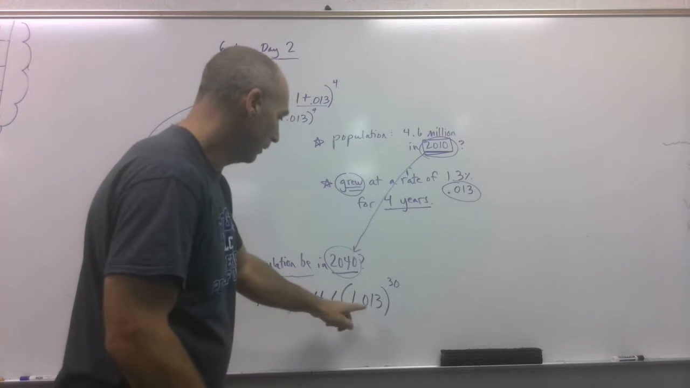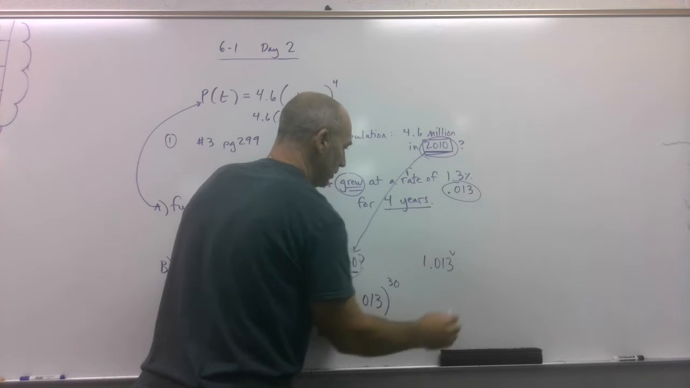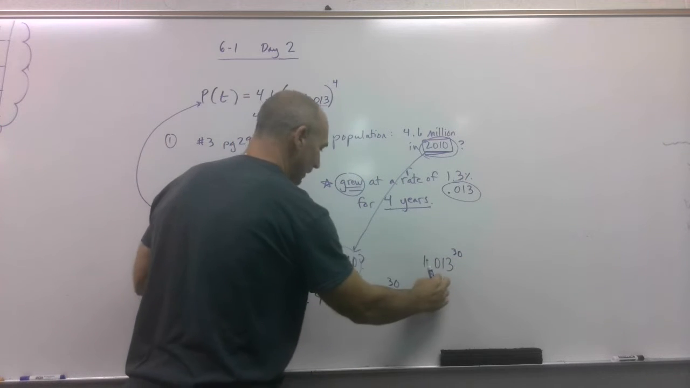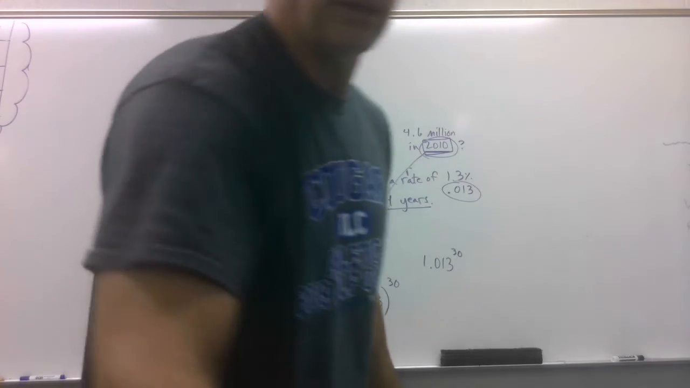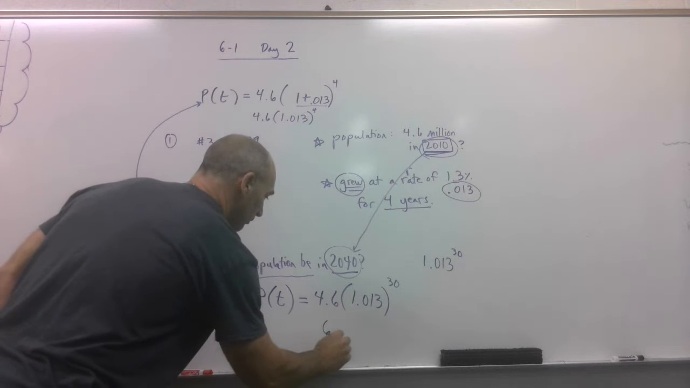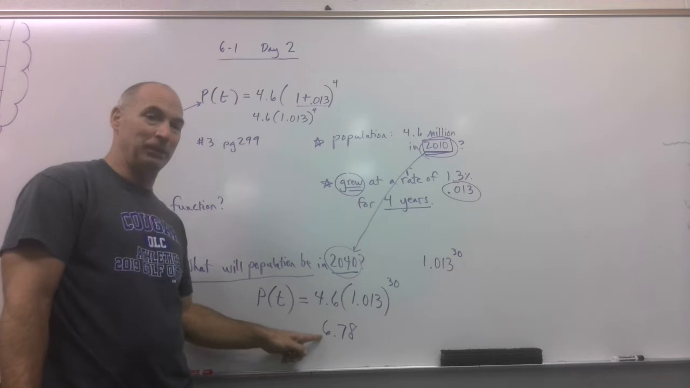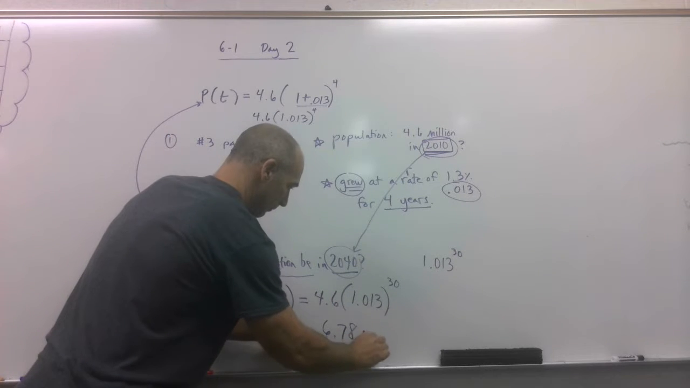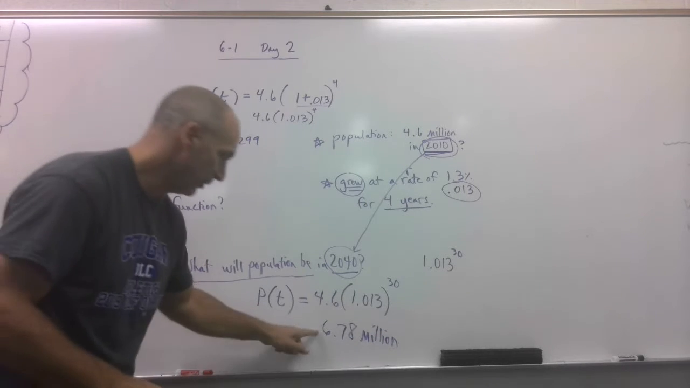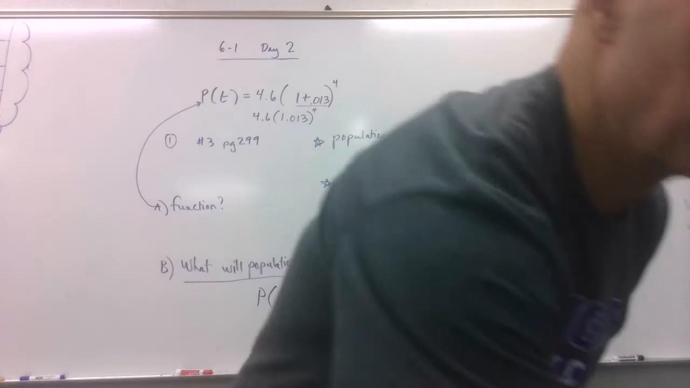If you're going to do that without a calculator, good luck. That's where you're going to have to type 1.013, hit that little caret symbol on your calculator, type in 30, figure out what that is, and then multiply it by 4.6. I have it written down, it comes out to 6.78. Now translate that information. You're not going to have 6.78 people, you're going to have 6.78 million people. That's how you use this formula to actually calculate some information. It's good stuff. A couple more examples.